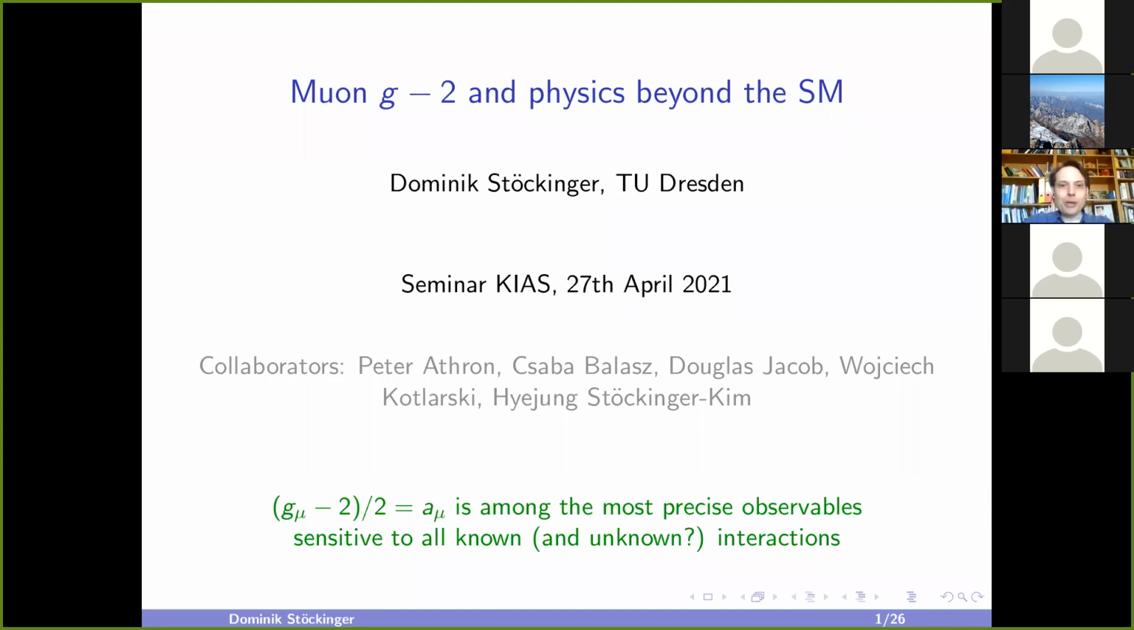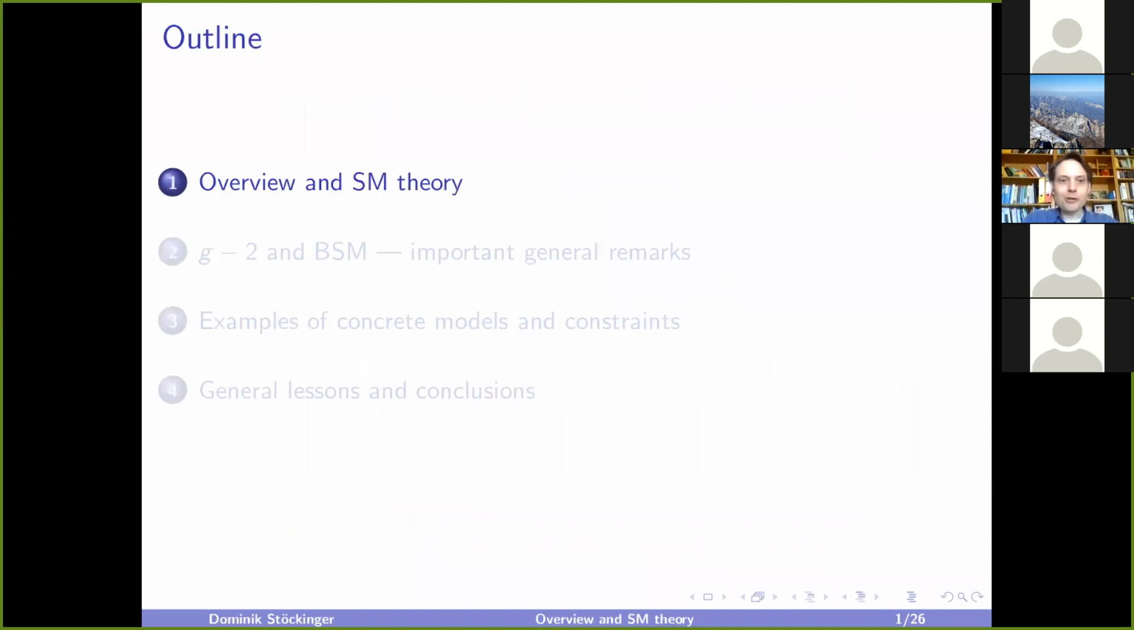So this is on mainly G-2 and physics beyond the standard model. The talk will give quite an extensive overview and also a brief recap of the standard model theory. And then I will focus mostly on physics beyond the standard model explanations of the G-2 result, where I will begin with quite an extensive set of general remarks on the situation, which are model independent. Then I will give a few examples of concrete models and constraints which can be placed on them. And finally, I will conclude with a few general lessons and an outlook.